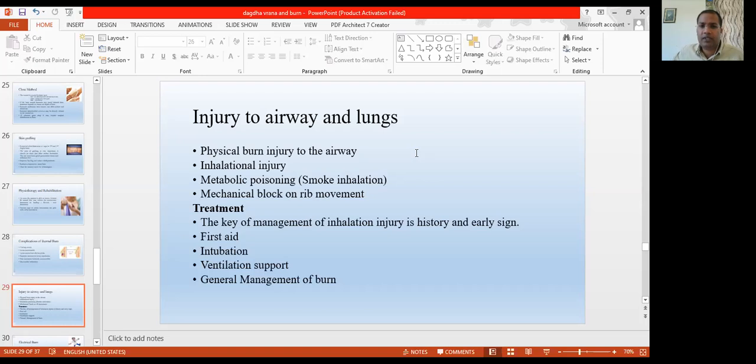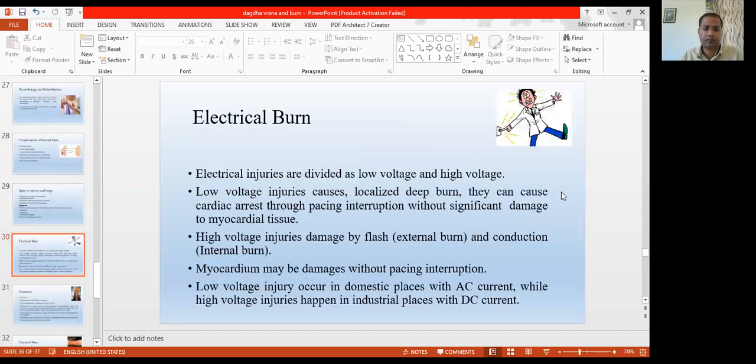And next thing, if the patient is not doing respiration on their own, then you have to keep the patient on ventilator support, so the patient gets the respiratory movements. And next, whatever the general management of burns involves, you can do this: resuscitation, fluids, all these things. Okay, so these are the few points for the injury of the airways and lungs in the patients.